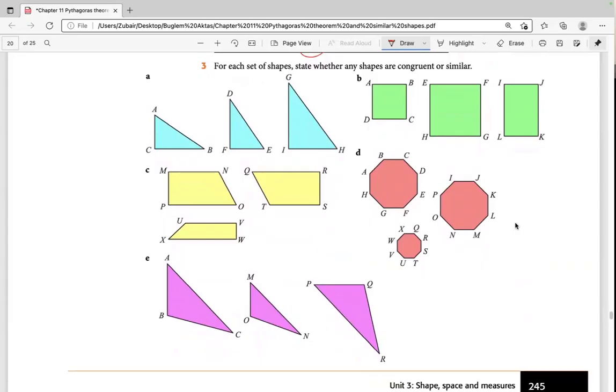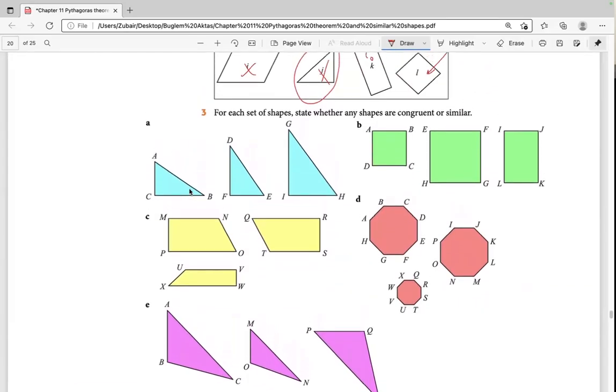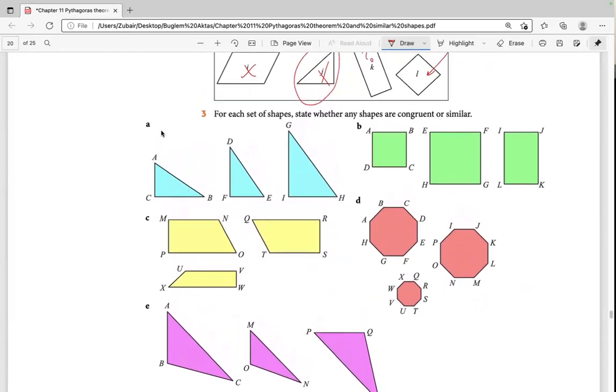Question 3. For each set of shapes, state whether the shapes are congruent or similar. Okay, this is nice. So A part, is it congruent or similar? Similar. Are ABC and the other both congruent? Are these two similar or congruent?